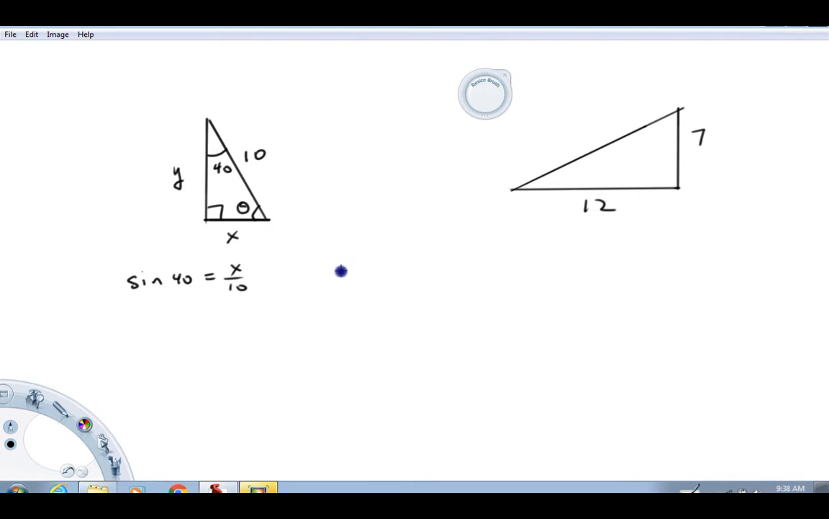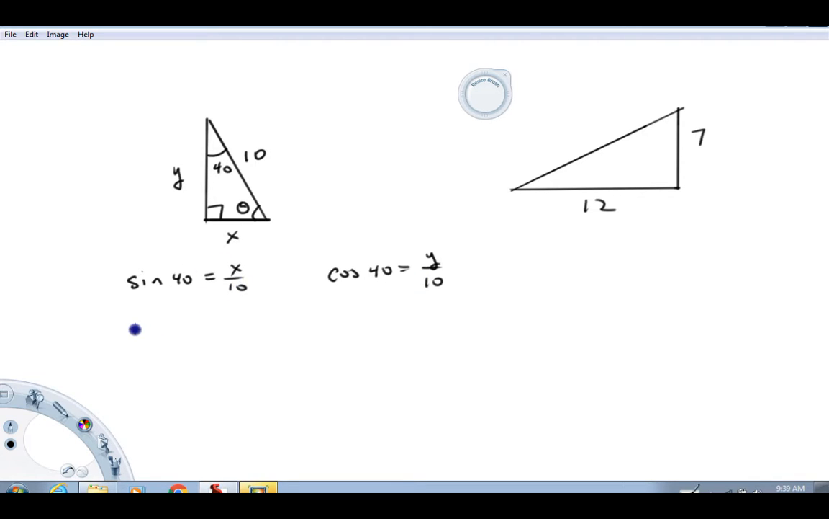I'm going to go ahead and write another equation out, the cosine function. Cosine of any angle is the side adjacent over hypotenuse. So the cosine of 40 degrees is going to equal the side adjacent, which is what I called y. So cosine 40 equals y over hypotenuse, 10. What I have here is a pair of equations that I can use to solve for x and y. So I'm going to take a moment and do that.